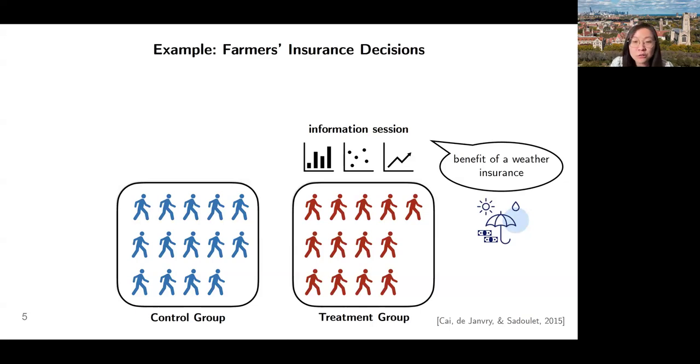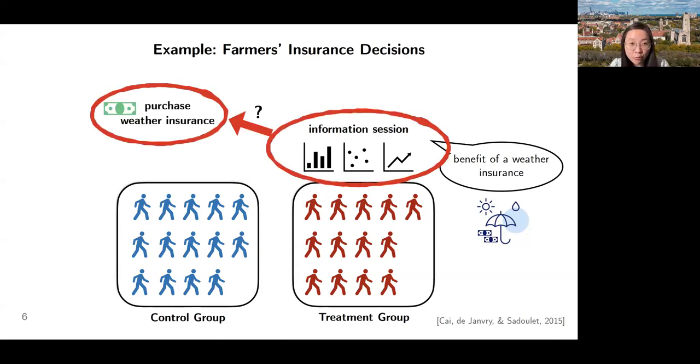All the treatment farmers are asked to go to an information session where they learn about the benefit of weather insurance. During this session, they hear things like, if you get this weather insurance, even if the weather turns out to be bad, you can still get your money back, and if you don't get this insurance, your financial situation would be much more risky. In the control group, you don't go to this information session. The researchers are interested in the effect of this information session on farmers' financial decision to purchase the weather insurance. We would imagine that the farmers don't know much about weather insurance, and after they learn about it in the information session, there is a higher chance of them purchasing it.